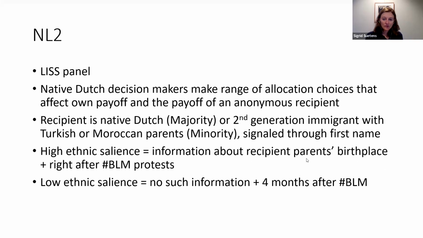Okay, so then let me go to the third experiment, which we refer to as NL2. That was also run in the Netherlands, again with a list panel. And here, native Dutch decision makers made a range of allocation choices, basically a bit more than 40 choices that affected their own payoff and the payoff of an anonymous recipient, who is then the vulnerable participant. That recipient was either native Dutch, which is what we refer to as the majority treatment, or a second-generation immigrant with Turkish or Moroccan parents, which is what we refer to as the minority treatment. And again, there was a signal through the first name.